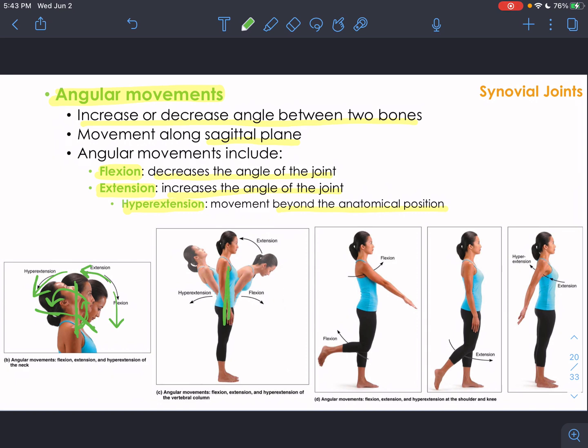Flex, you're decreasing the angle, right? Extend, you're increasing the angle. And hyperextend, you increase past anatomical position. So again, you can do this with your leg as well. If your leg normally is here, flexing, you're decreasing the angle. If you're looking at your knee joint, you're decreasing the angle. Extend would be increasing the angle there. So on and so forth. Okay, so when we talk about the muscles, flexion, extension, hyperextension are going to be movements that you're going to see muscles performing.